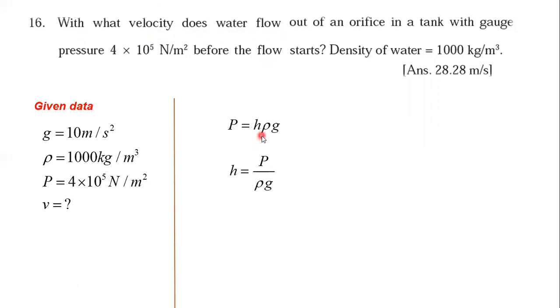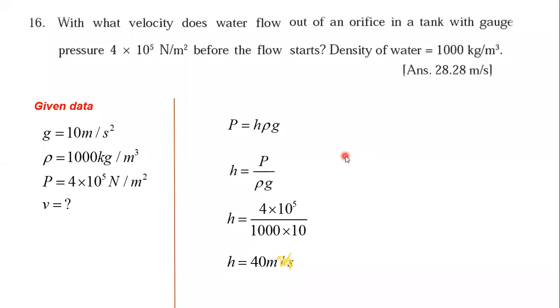So pressure is equal to H rho g. So H is equal to P divided by rho g. Now by substituting these values of P, rho, g, we get H as 40 meter. So it is 40 meter only.